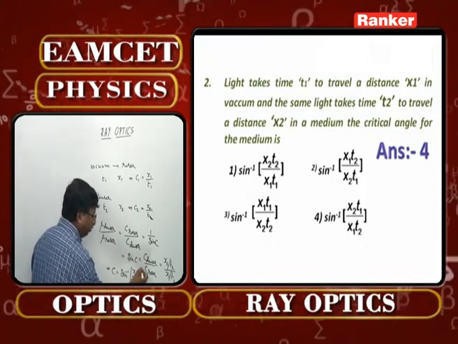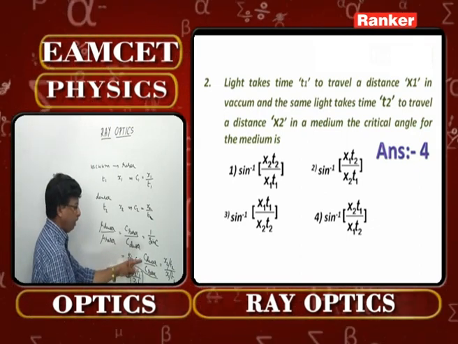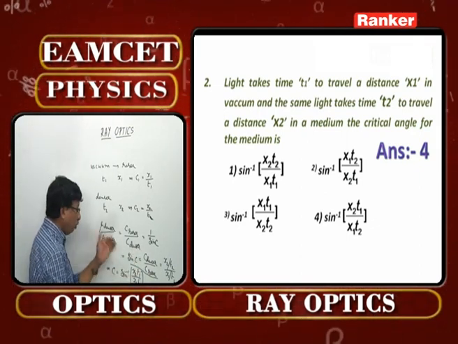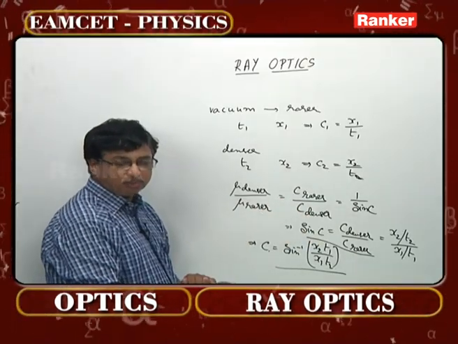So if you can directly remember this formula, sin c is equal to c denser by c rarer, or else mu rarer by mu denser, directly also you can work out this type of question.